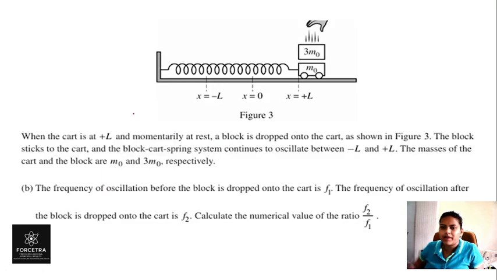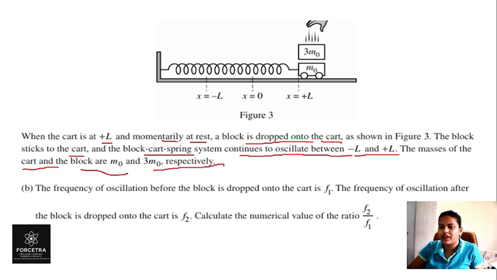Let's come to the second part, which says when the cart is at plus L and momentarily at rest, a block is dropped onto the cart as shown in this figure. The block sticks to the cart and the block-cart-spring system continues to oscillate between minus L and plus L. The masses of the cart and the block are m0 and 3 m0 respectively. So we have to find the frequency: frequency in the first case f1, frequency in the second case f2. We have to calculate the ratio. What is frequency?